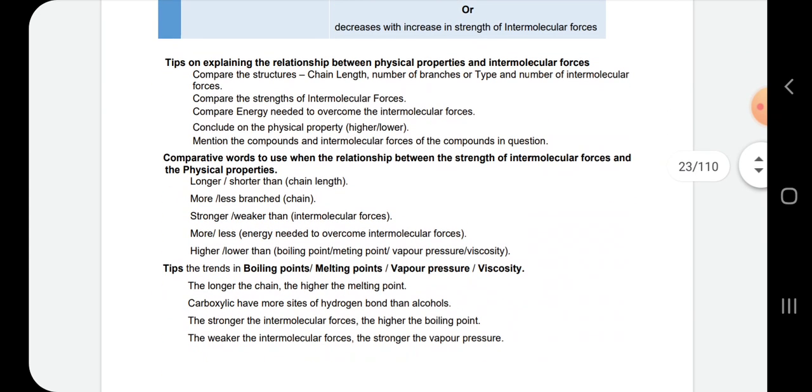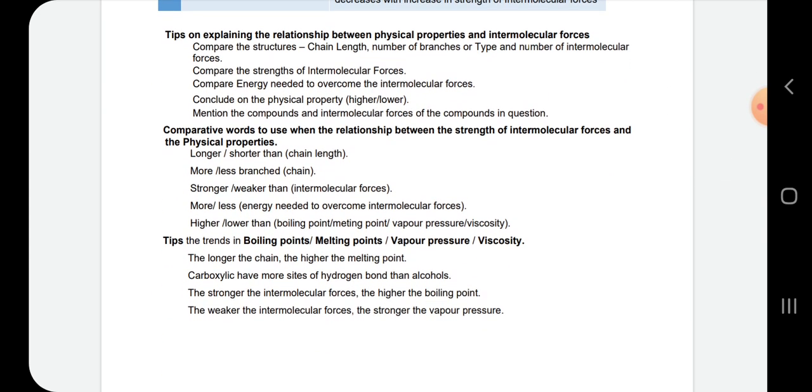So, tips on explaining the relationship between physical properties and intermolecular forces. Compare the structure, chain length, number of branches, or the type and number of intermolecular forces, and compare the strength of intermolecular forces. When a question in an exam says explain the relationship, these are the things you need to include. You can compare the energy needed to overcome the intermolecular forces, and conclude on the physical property, whether it is higher or lower, after talking about the strength, the structure, and the energy needed to overcome the intermolecular forces.